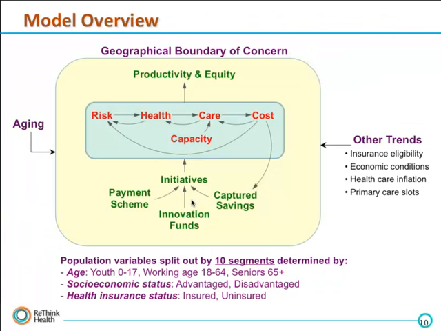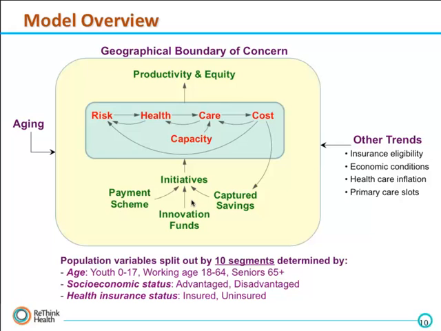Before we look at some example simulations, I want to lift the hood on this model a little bit to give you a sense for what a local health system looks and feels like. We start with a geographical boundary of concern. This might be a county, or a contiguous set of counties with a major hospital in the center of them. But primarily what we're thinking of here is an area of a population which will be affected by the initiatives that the local group is considering. So it's really an area of intervention.